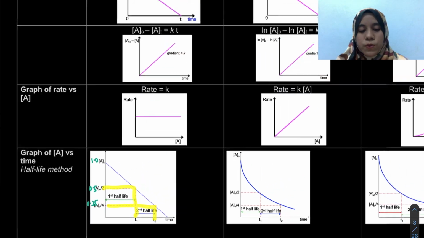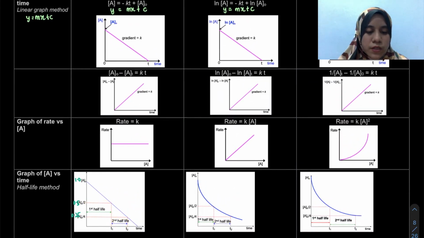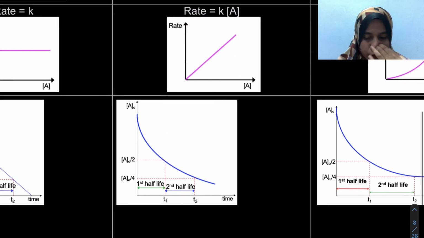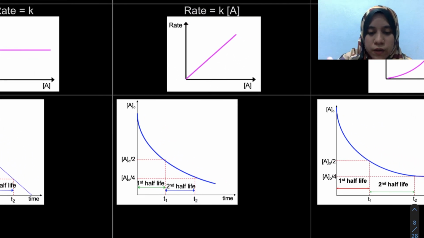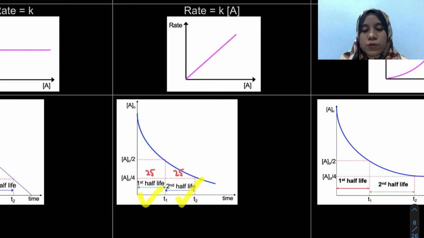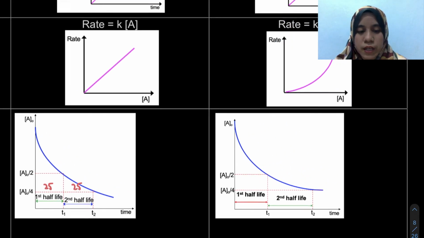So, tips for you. If it's a zero order reaction, it is a straight line. So it's easy. If it's a straight line, hence it will be a zero order reaction. But for the first and second order reactions, it is not a straight line, so here we have to determine the value. For example, if the first half-life is 25 and the second half-life is 25, where the first half-life is equal to the second half-life, it will be a first order reaction.